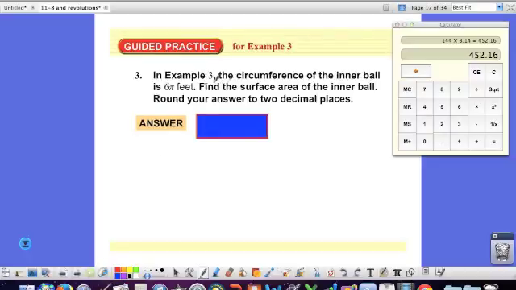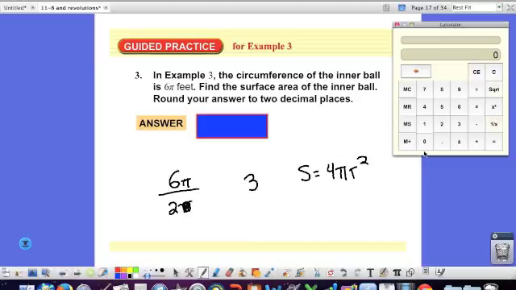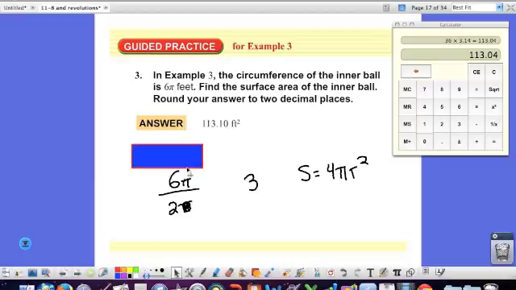In example 3, the circumference of the inner ball is 6 pi feet. So if the circumference is 6 pi, divide that by 2 pi. So the radius is 3. Actually, don't divide by 2 pi, just divide by 2. 6 divided by 2 is 3. Yeah, we got that. So find the surface area. The surface area is 4 pi r squared. 3 squared is 9. 9 times 4 is 36. And 36 times 3.14 is 113.04, rounded to 2 decimal places.